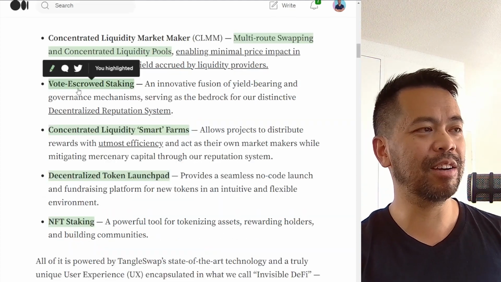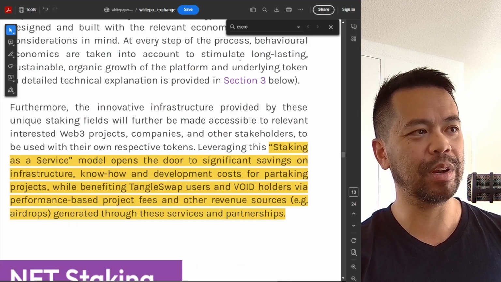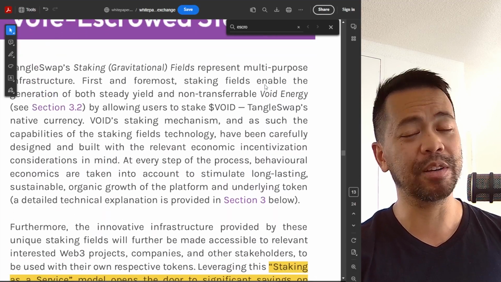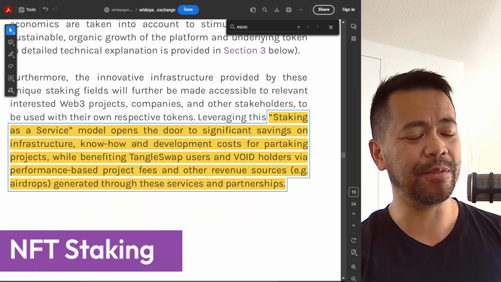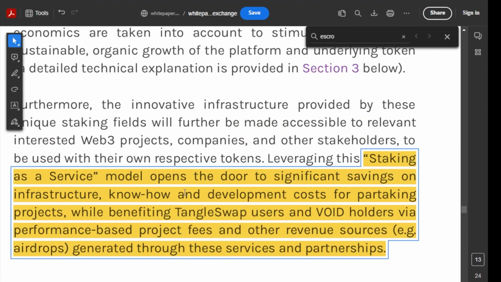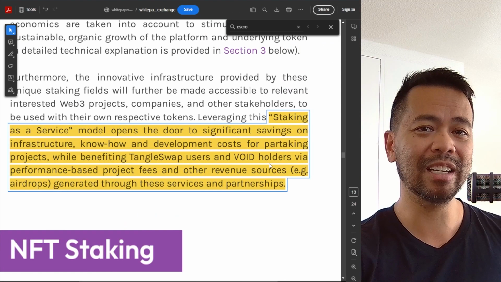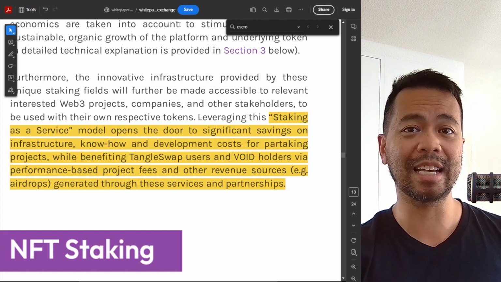The next feature they have here is the Vote-Escrowed staking. Now, this is written up in their white paper, so you can find out a little bit more about this one as well. But it's all around staking as a service. So other tokens can come into their ecosystem and have their tokens staked within their platform, and then users can earn those tokens from it. And it also ties in with the Void holders, which is their native token as well.